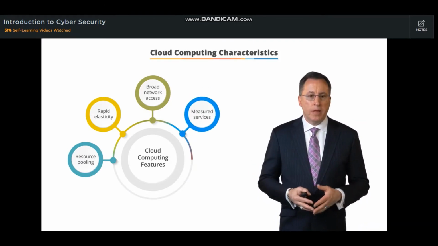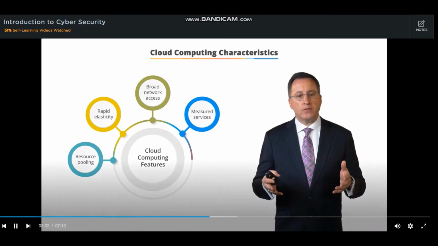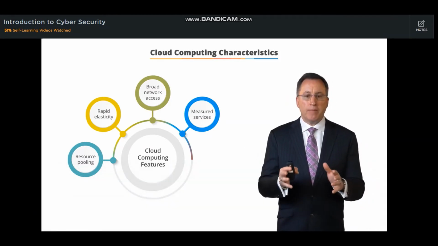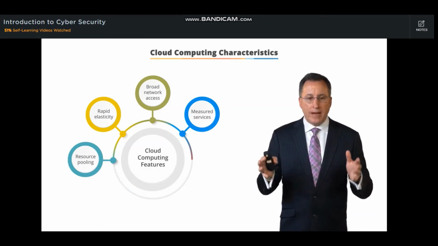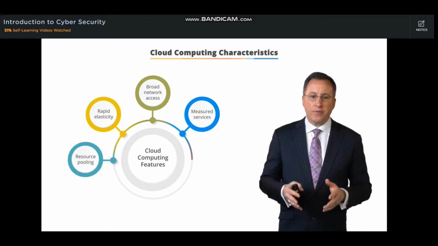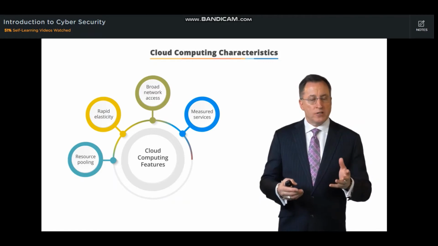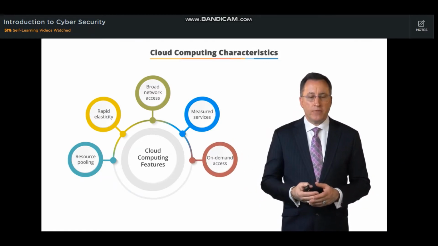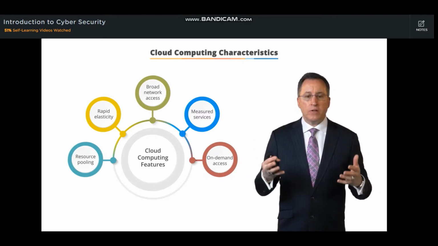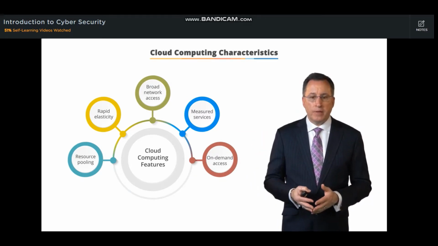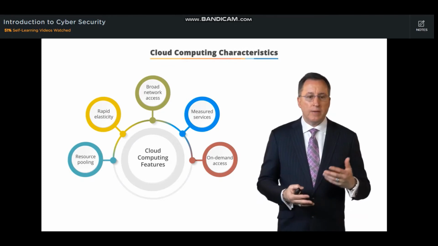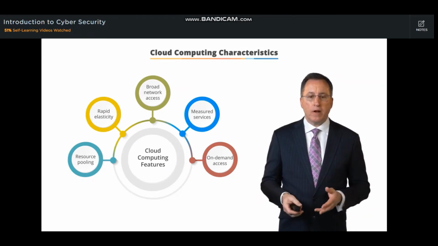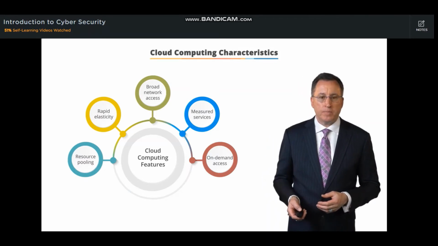Measured service. Cloud systems automatically control and optimize resource use by leveraging a metering capability at some level of abstraction appropriate to the type of service: storage, processing, bandwidth, and active user accounts. Finally, on-demand self-service. A consumer can unilaterally provision computing capabilities, such as server time and network storage, as needed automatically without requiring human interaction with each service provider.